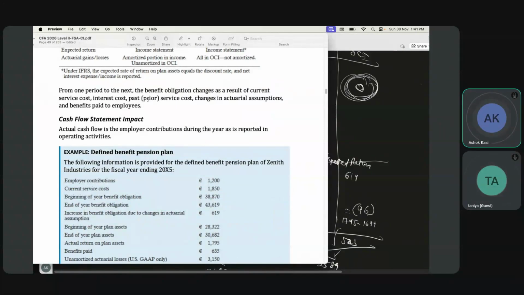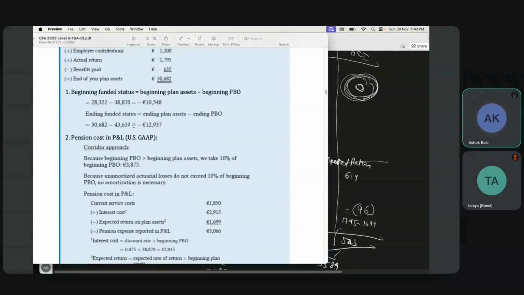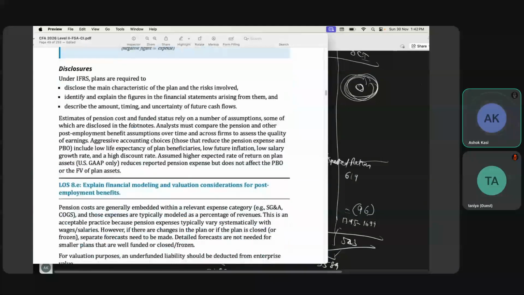Then this one. This kind of theory they may ask: actual cash flow is reported in operating activities. Then remember in level 1 we had disclosures, and I told you to skip. Here also, disclosures. If you want to remember, remember. Otherwise you skip it. There are only 3 points here.